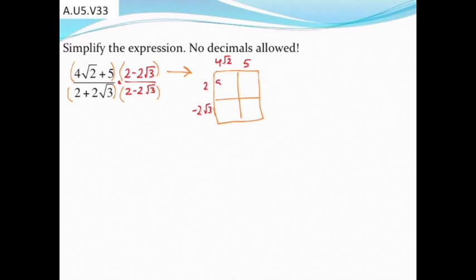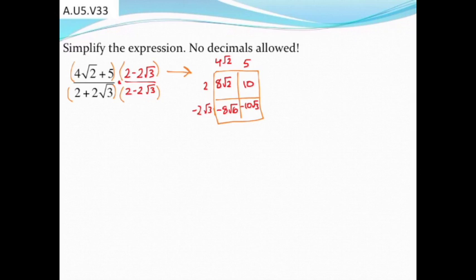So this first box becomes 8 square root of 2. 5 times 2 is just, of course, 10 for this box down here. Moving to the bottom row, 4 times negative 2 is a negative 8. And then multiplying the square roots together, I get a negative 6. Or, I'm sorry, a 6. And then finally, 5 times negative 2 square root of 3 would be negative 10 square root of 3.